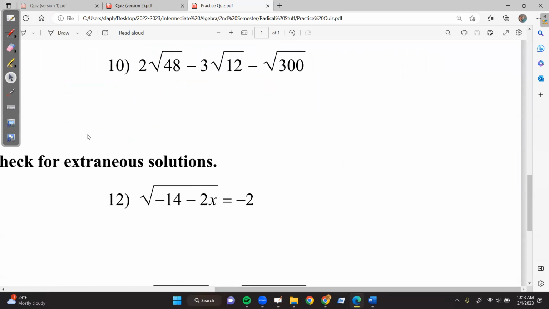So let's take a look at this problem. How do you break down the square root of 48? Yes. Root 16, root 3, which makes 4, root 3, which makes this 8, root 3.